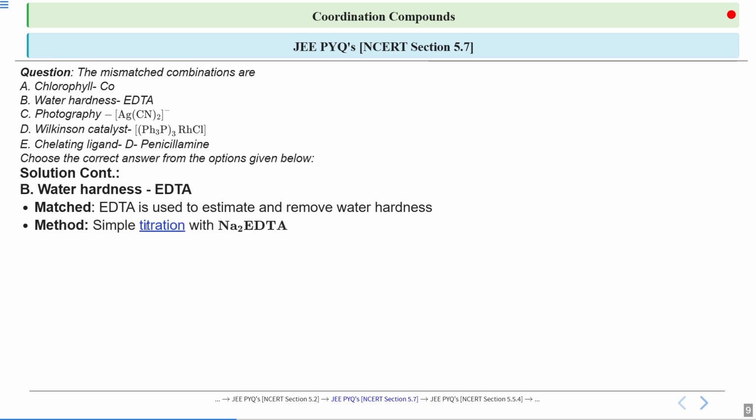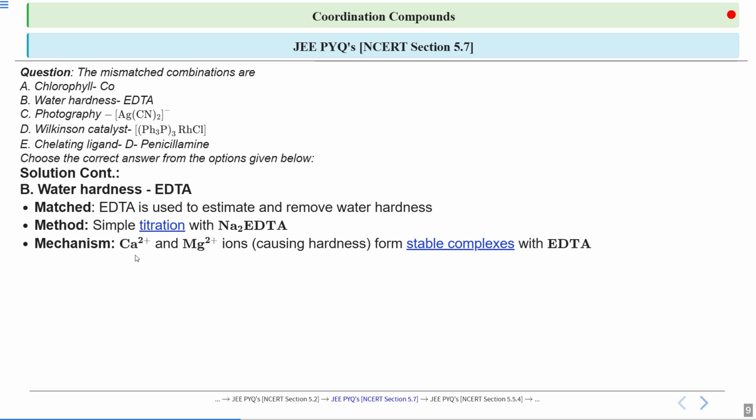The method is simply that you titrate with sodium EDTA, the Na2 EDTA complex. So when you do the titration with Na2 EDTA, this process carries on. The mechanism: Ca2+ and Mg2+ ions, which are responsible for water hardness, form a stable complex with EDTA.